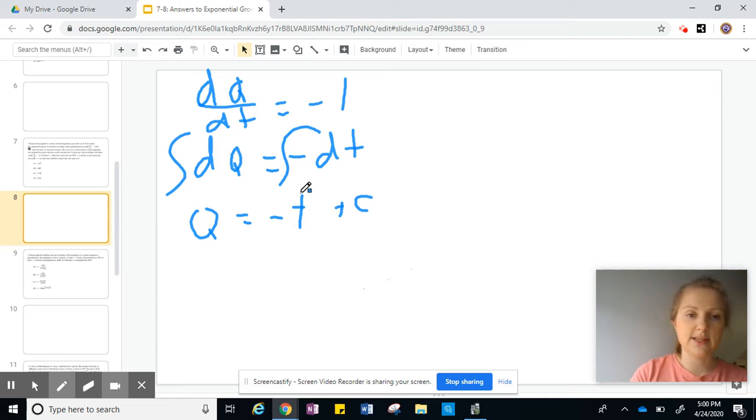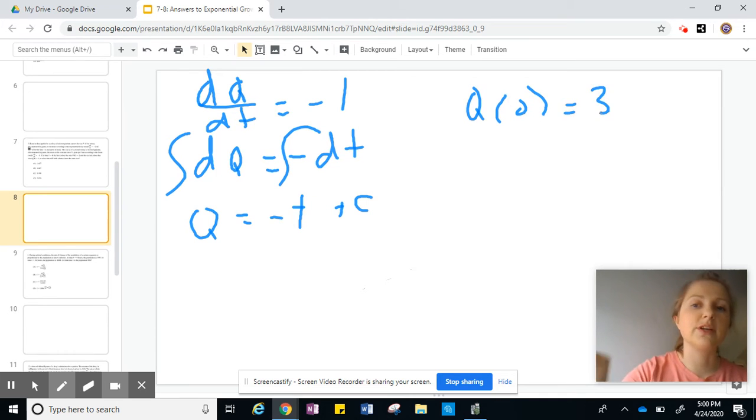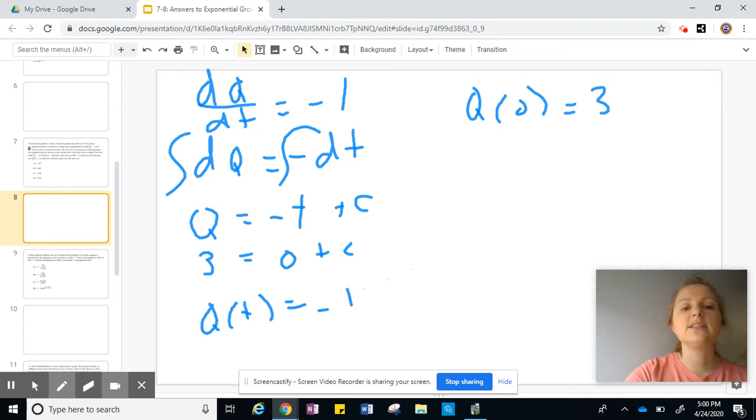So now we just need to know c. We were told that q of 0 equals 3. So that gives us the initial condition, which is c, but let's just prove why that's the case. So q is 3 when t is 0. Pretty clear why c is 3 in this case. So that means our function q of t equals -t plus 3.